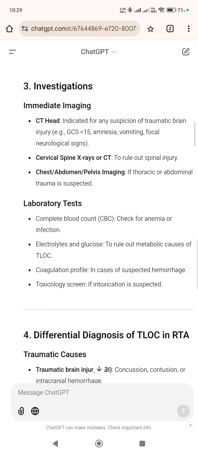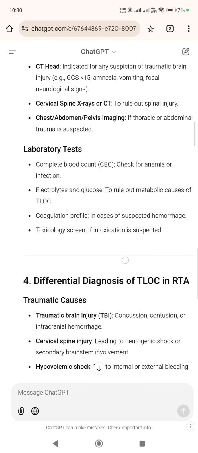3. Investigations. Immediate imaging. CT is indicated for any suspicion of traumatic brain injury, e.g. GCS less than 15, amnesia, vomiting, focal neurological signs. Cervical spine x-rays or CT to rule out spinal injury. Chest, abdomen, pelvis imaging if thoracic or abdominal trauma is suspected.